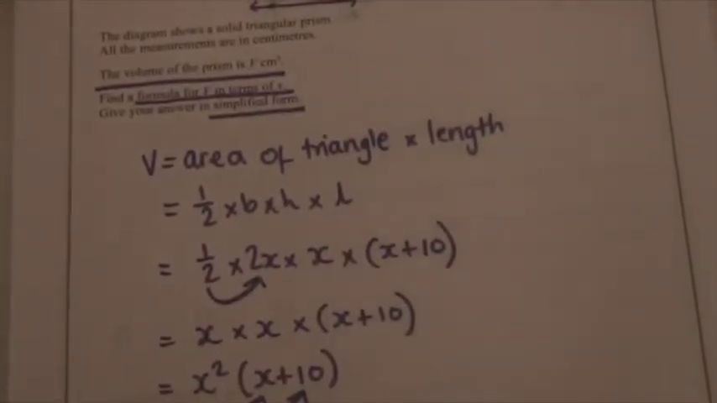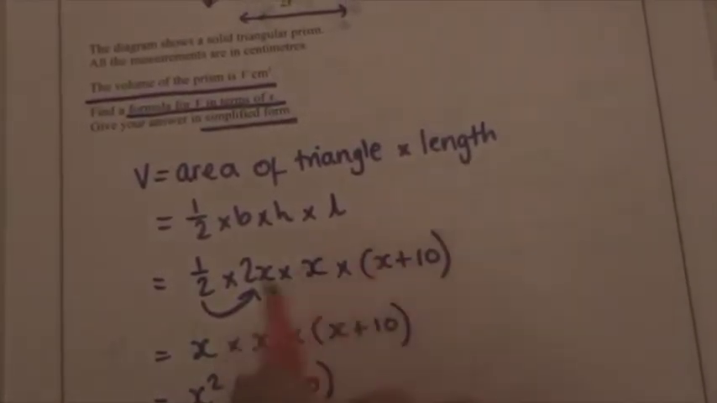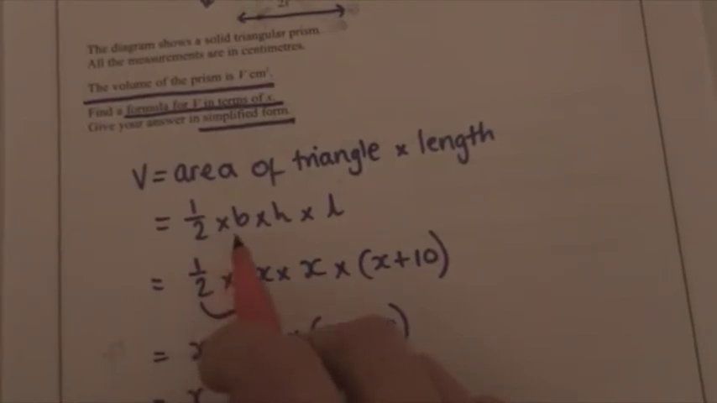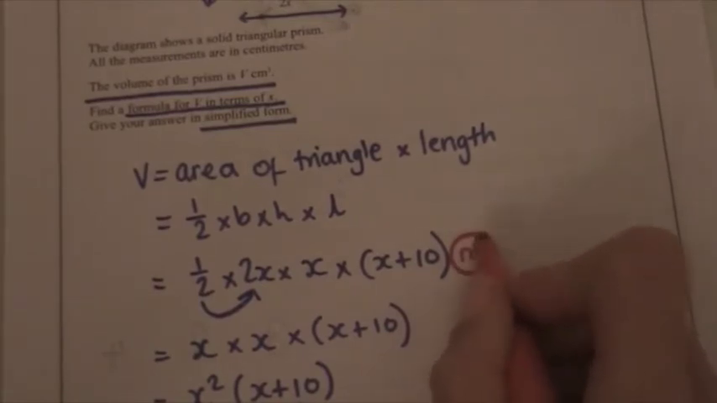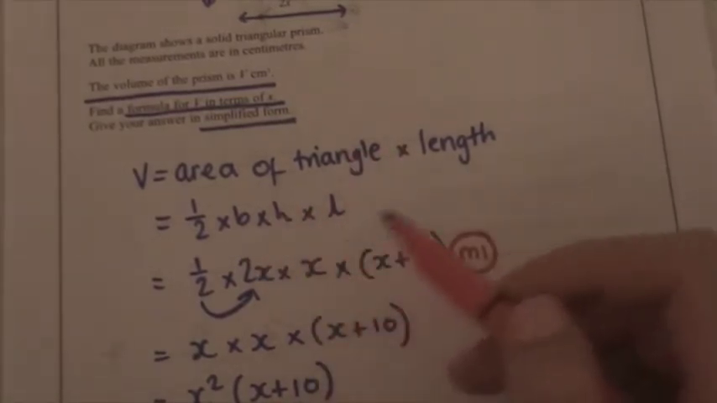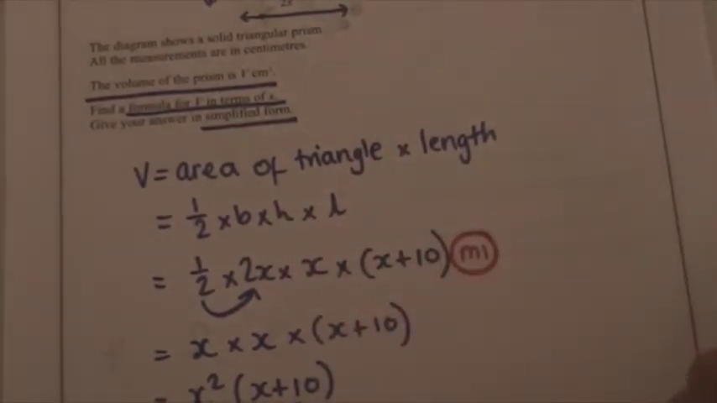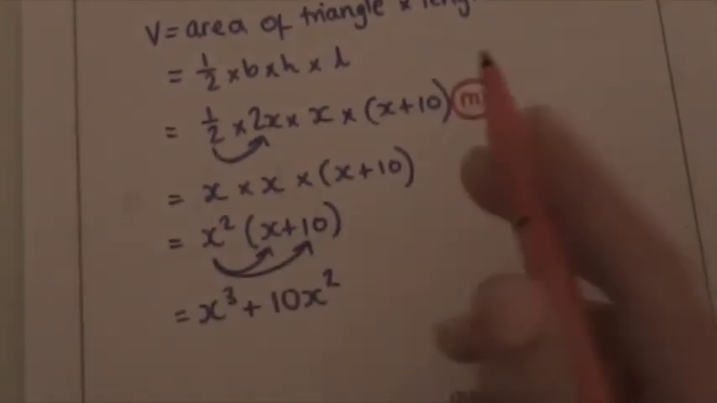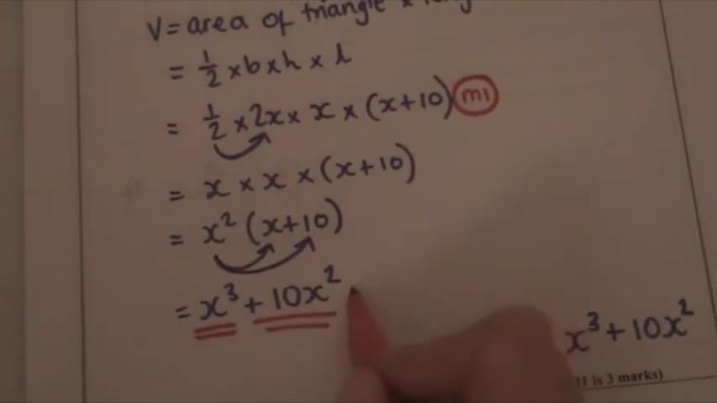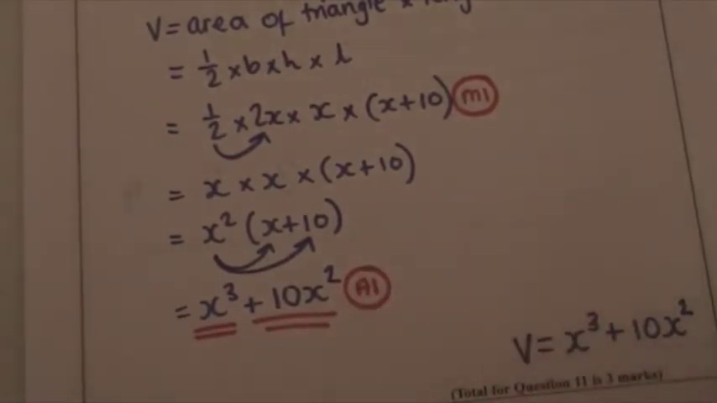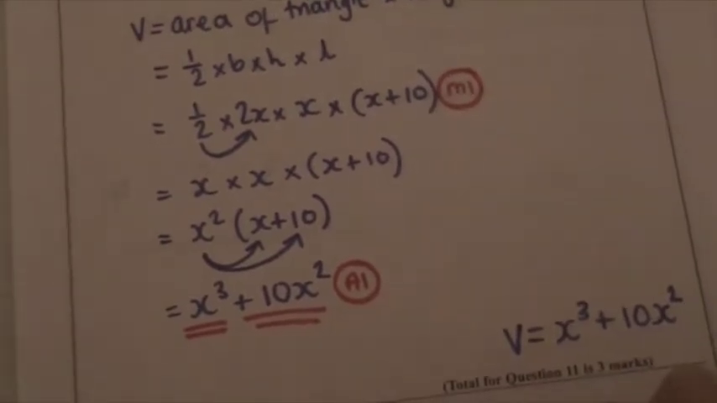So the first one is a method mark for correctly identifying that the volume is a half base times height times length and substituting those values in. So a method mark, if you correctly substitute the values in to a half times base times height times length. The next one is an answer mark. So if you correctly simplified that down to x cubed plus 10x squared, that would be an accuracy mark for your answer. So the final mark is a working mark.